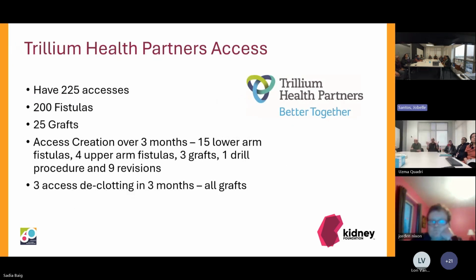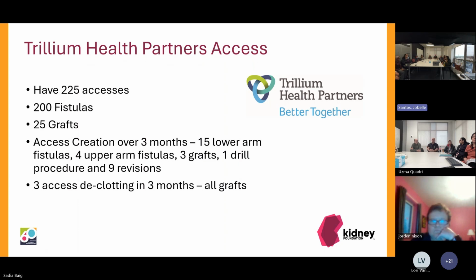So I just wanted to give you an overview of what we have at Trillium Health Partners. We have 225 accesses, 20 are fistulas, and 25 are grafts. So as I said, if we have the choice, we will create a fistula first because it is a better access. It will last longer.